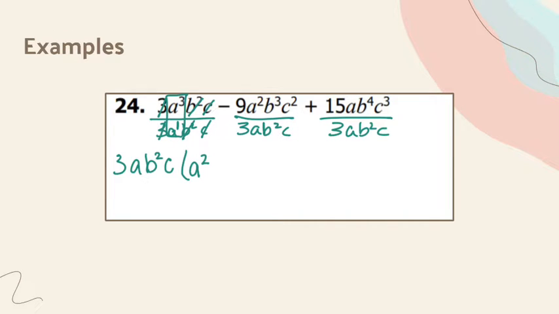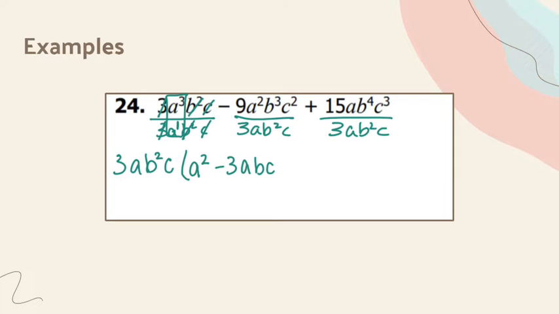So I like to look if anything cancels first. Looking at the second term, none of those terms are exactly the same, so they won't cancel. So we'll actually divide. Negative 9 over 3 is negative 3. A squared over a leaves us with a. B cubed over b squared is just b. And c squared over c is just c.